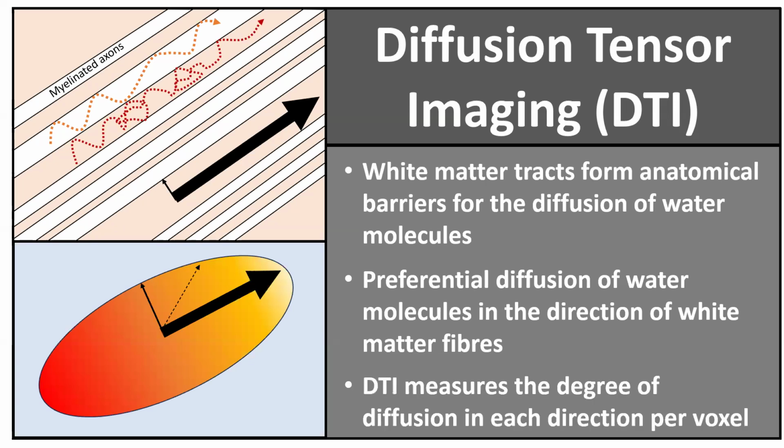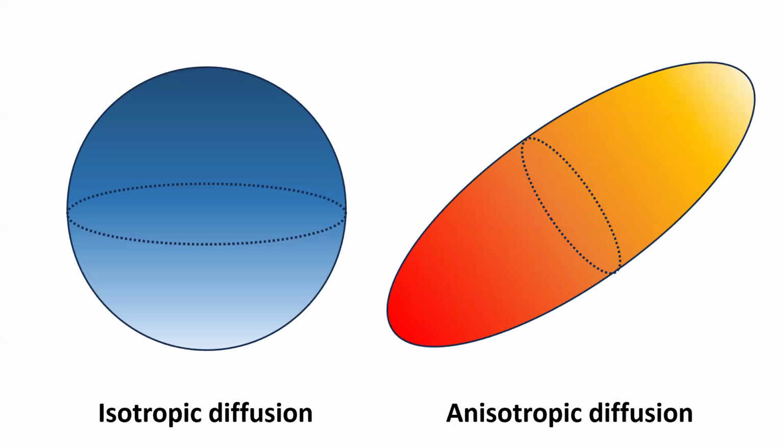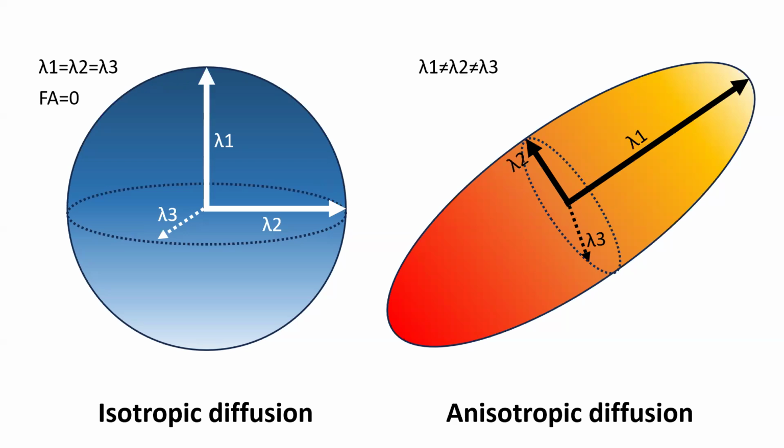So we get anisotropic diffusion, and DTI basically measures the degree of diffusion in each direction per voxel. This is once again isotropic diffusion and anisotropic diffusion, and we see these things over here. These are called eigenvectors, and they basically represent the degree of diffusion in a particular direction. In isotropic diffusion, it is the same in all directions, so these eigenvectors will be the same, and fractional anisotropy will be 0.